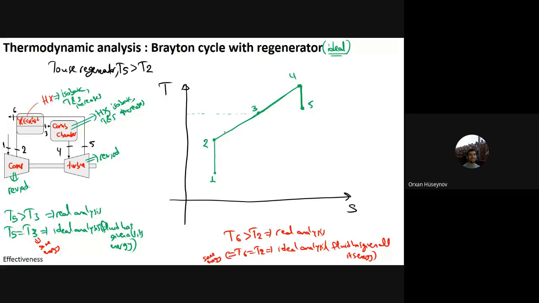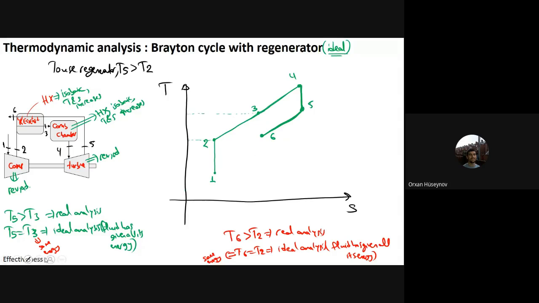So therefore, when I drop from 5 to 6, I should have a constant pressure process, and then that 5 to 6, and 6 is more than 2. Let me draw that one here. So you will have that 5 to 6. Okay. And 6 is again more than 2.